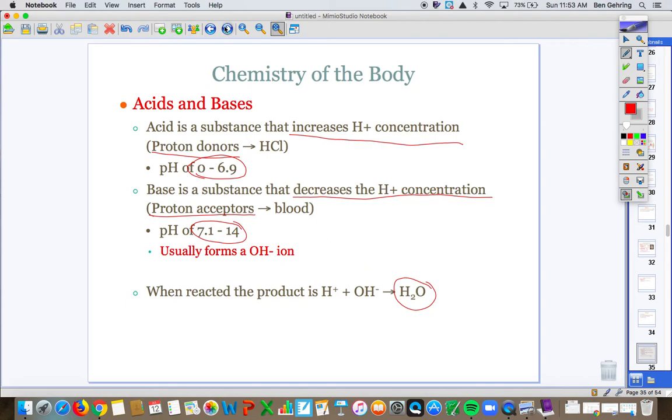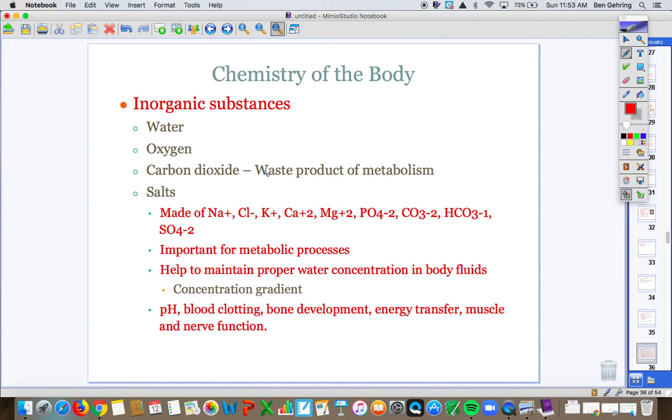But those are acids and bases. We also have inorganic substances. We'll talk about organic on the next slide, but inorganic substances that are prevalent in the body are things such as water, oxygen, carbon dioxide, and salts. So water, we breathe in and use, most of our body's made of, or we drink in, we ingest and use, most of our body's made of water. Oxygen we breathe in and use to perform cellular respiration. Carbon dioxide is a byproduct of that cellular respiration and metabolism.